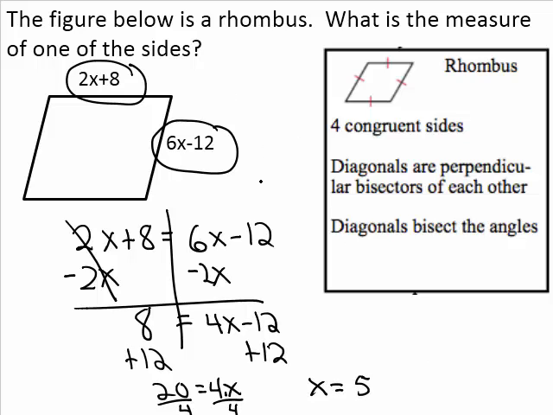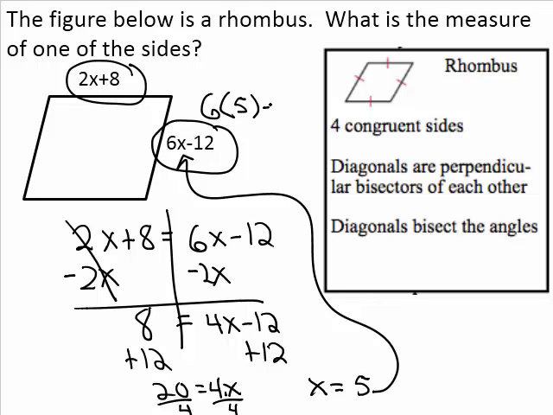Now we weren't asked to find the value of x, we were asked to find the measure of one of the sides. So we're going to take 5 and substitute it into either one of the sides. It doesn't matter since the sides are congruent. So I just chose the right hand side. You could have chosen the top side. 6 times 5, since x is 5, minus 12. 6 times 5 is 30, minus 12. 30 minus 12 is 18. So the measure of one of the sides is 18.